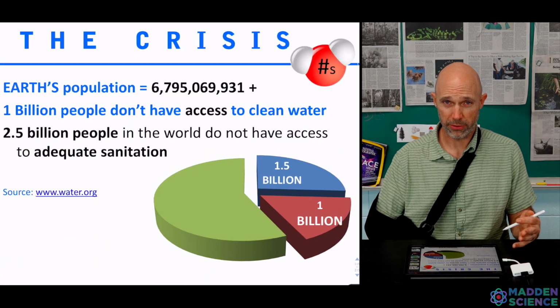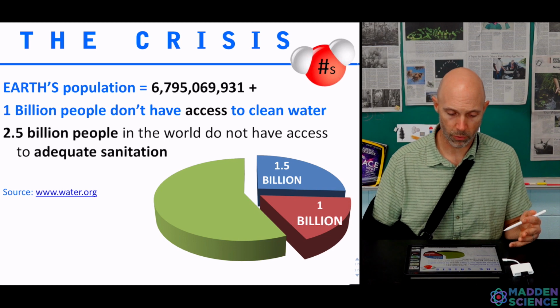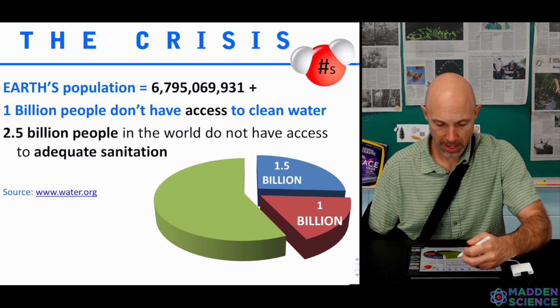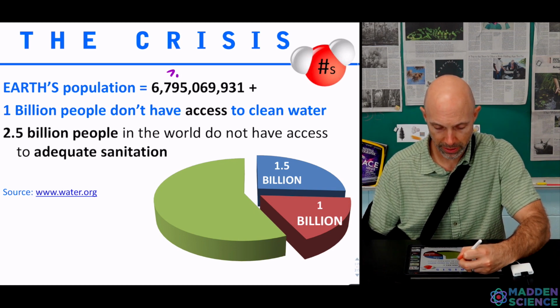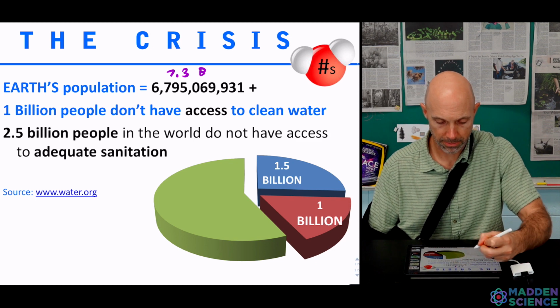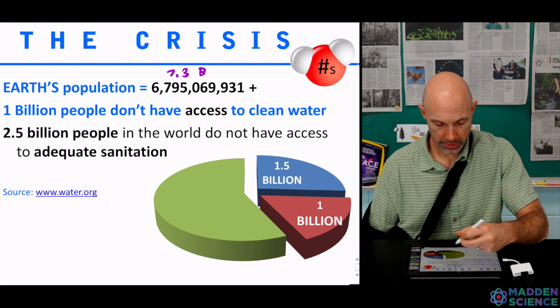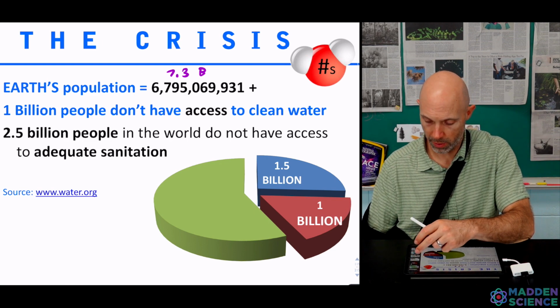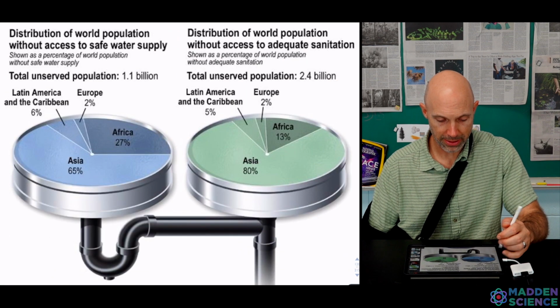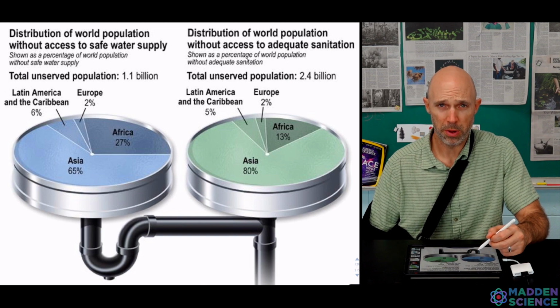It's also a major crisis ongoing with water around the world. Probably need to update that population. So we're now around 7.3 billion. And more than a billion don't have access to clean water. You can see some of the breakdown there from water.org. Further breakdown shows the distribution by continents.